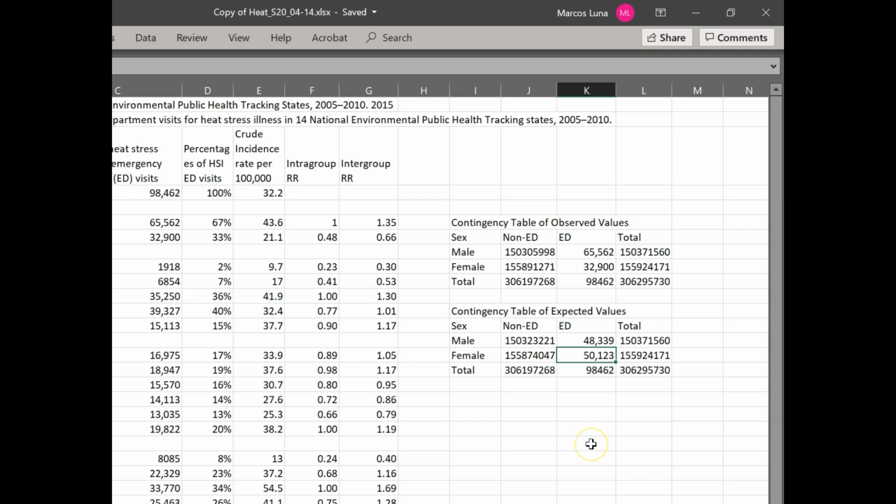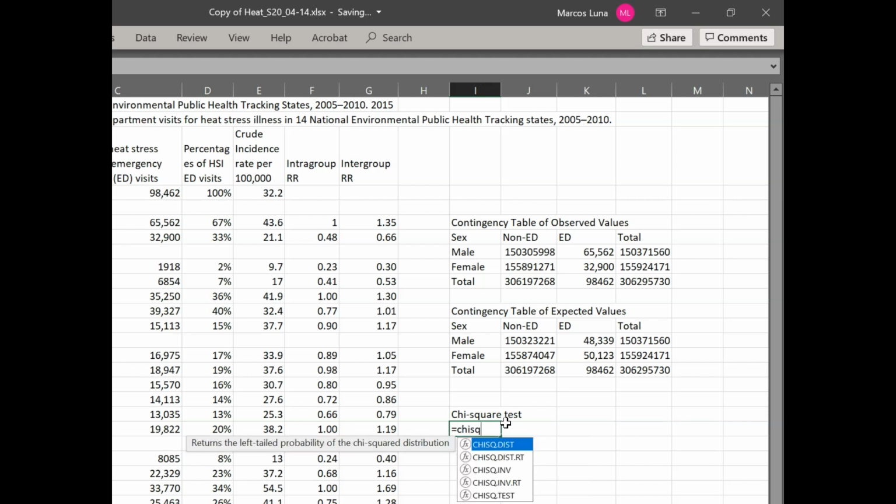So now that we have these two tables set up, the observed values and the expected values, now we're ready to perform our test. And so the chi-square test is really easy. So I'm going to put over here chi-square test, right? And so this formula starts with CHISQ, and you'll see that one of your options is the CHISQ.TEST. So we'll take that one.